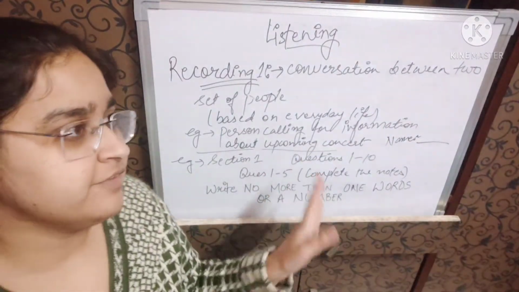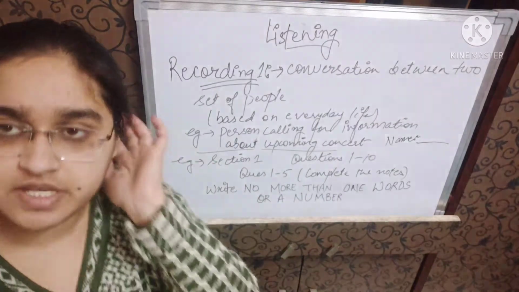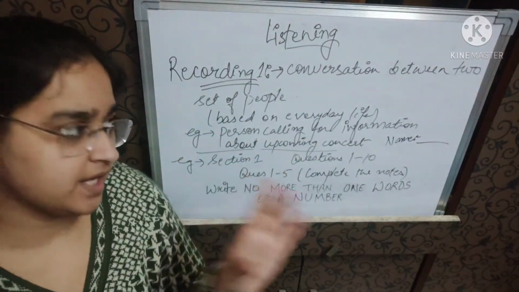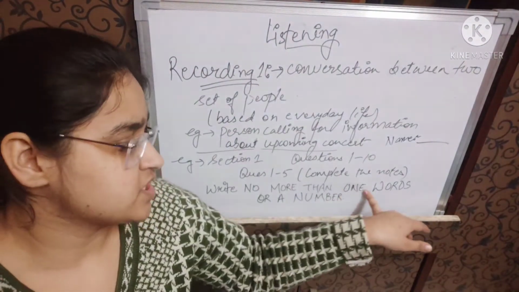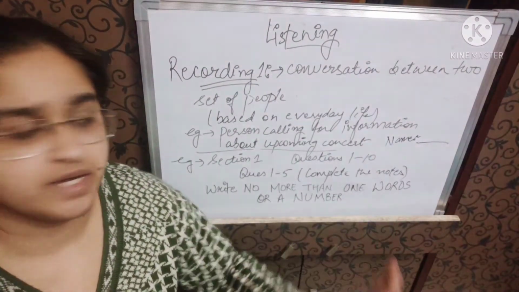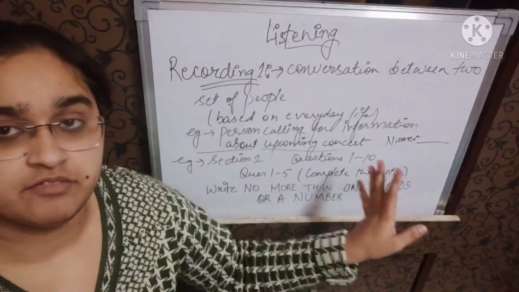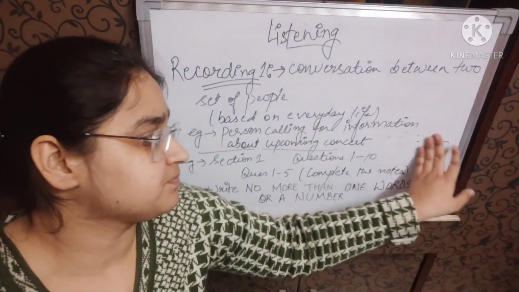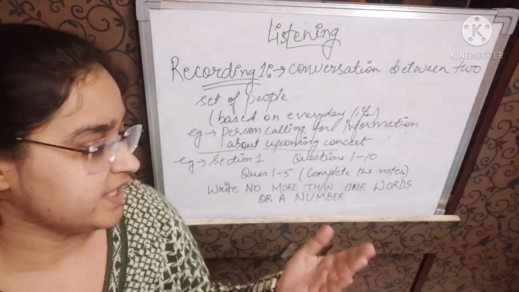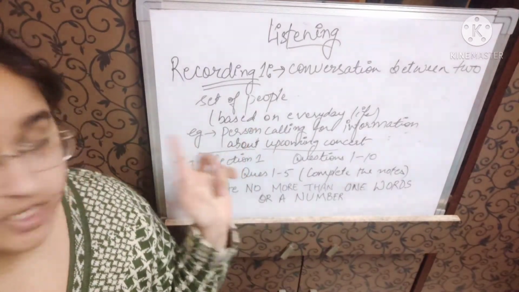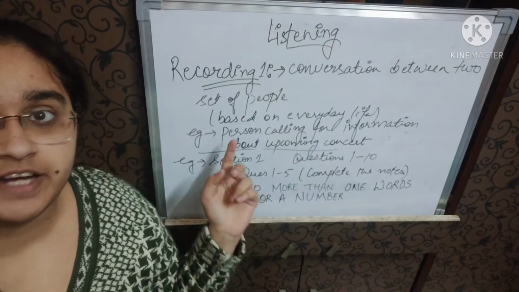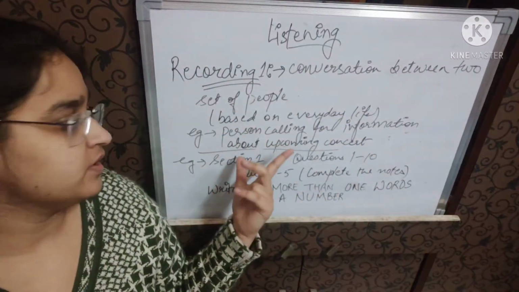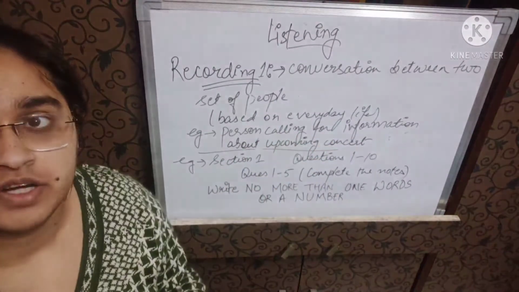This is only an example. If the conversation has three words like Robert William Hanson, and the instructions say to write three words only, then you write three words. I just gave you the example, so it's not like this, right? So this is about recording one. Recording one is a conversation between two people based on everyday life, right?